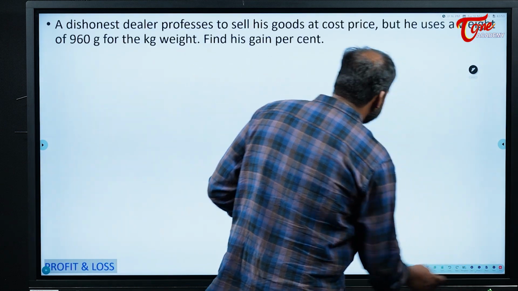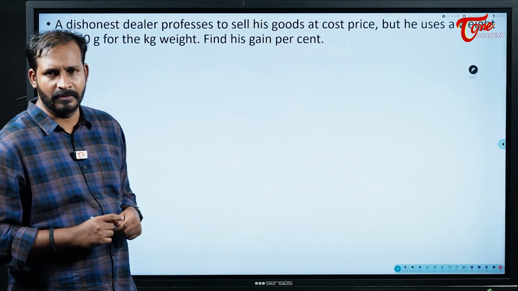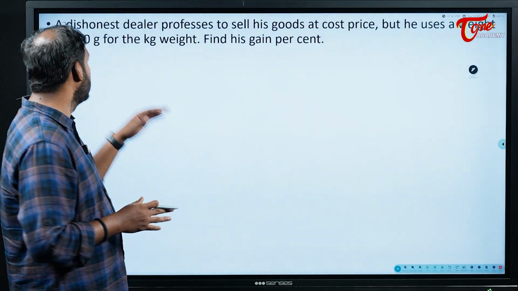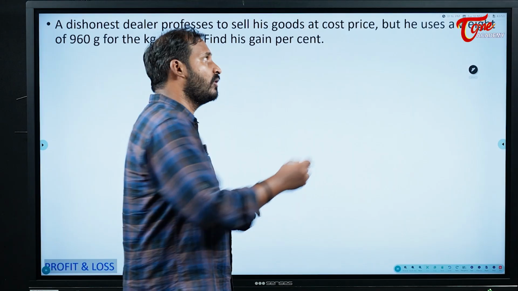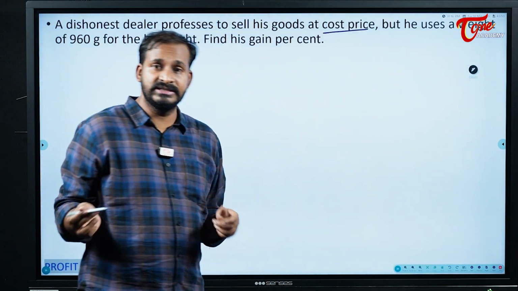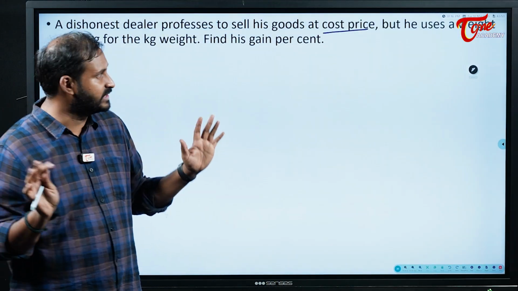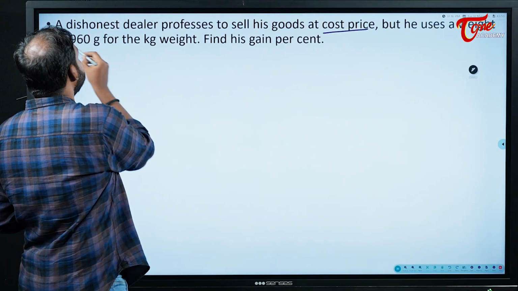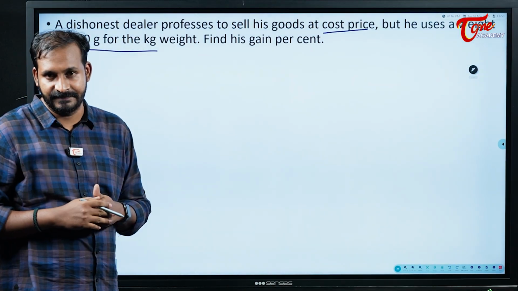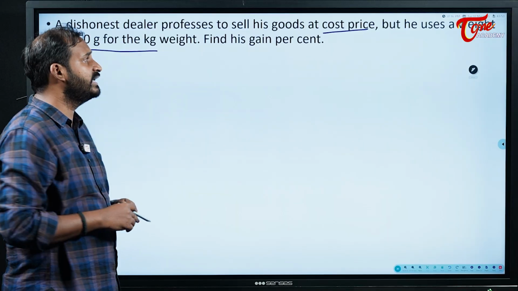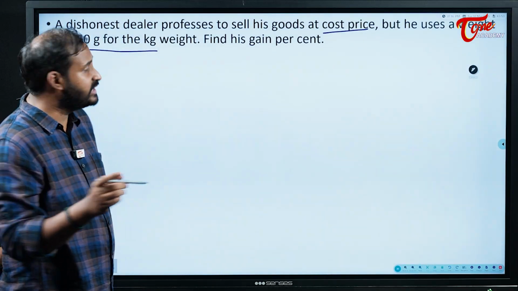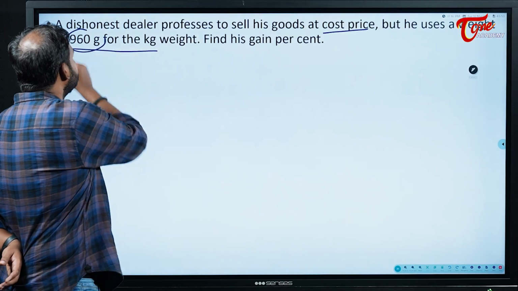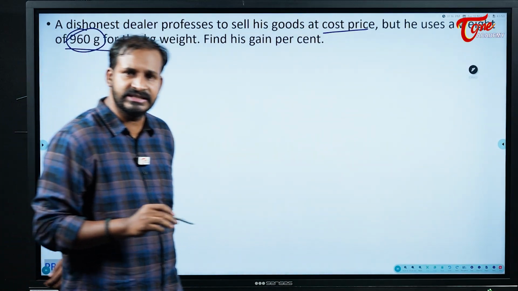Now, by taking an example, we will try to solve the problem. You will understand the question also very easily. Now, see here, a dishonest dealer professes to sell his goods at cost price, but he uses a weight of 960 grams for the kg. So, find his gain percentage. Instead of 1 kg, he is using what weight here? He is using 960 grams of weight.